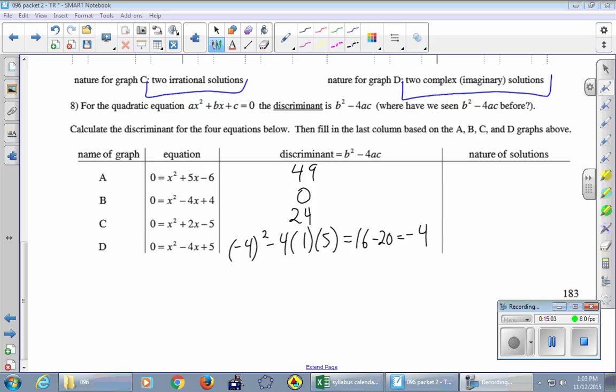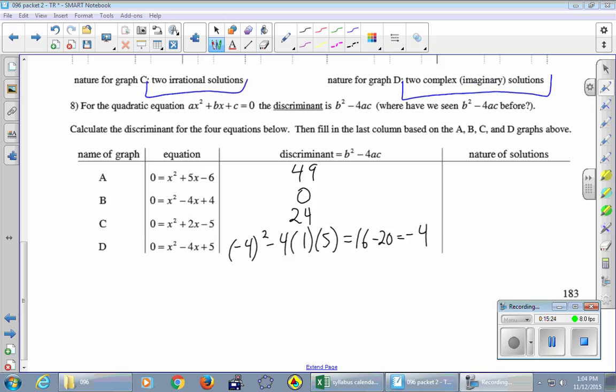Up in blue, we had 2 rational solutions, 1 rational solution, 2 irrational solutions, and 2 complex solutions. And I'm telling you that there's a way to look at those numbers, the 49, 0, the 24, and the -4, and know exactly what the answers are going to be in blue. So here's how. Let's start with the negative.